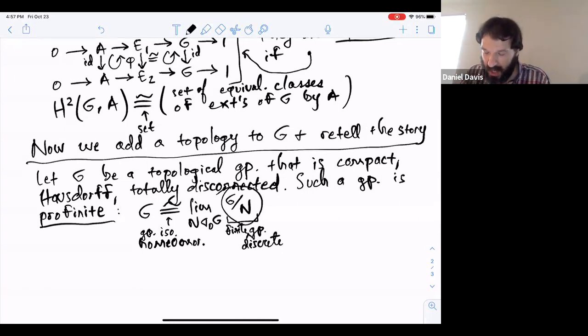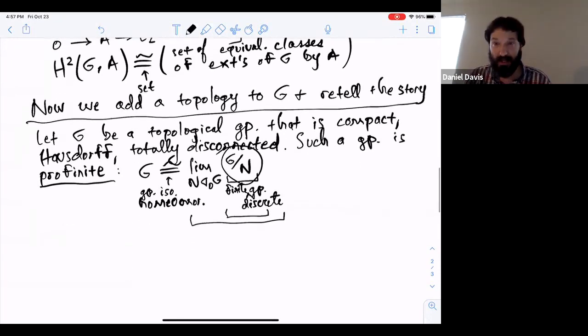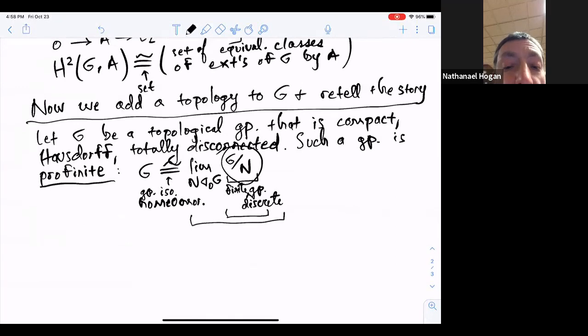So I'm saying that this isomorphism is also a homeomorphism. These quotient groups have the discrete topology, and then you take the Cartesian product of all of them and give that the product topology. The inverse limit is a certain subset of that, and you give that the subspace topology. So that's the topology on the right hand side. Okay, so that's an inverse limit.